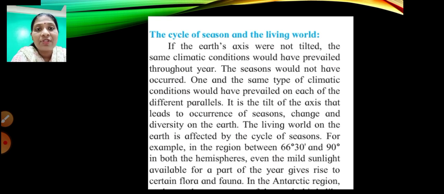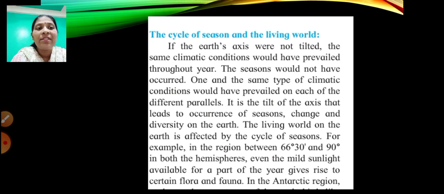Because of the tilted axis of the earth, we have the summer, the winter, the rainy season, spring, autumn, and all this leads to change and diversity on the earth. So because of the changes in the climatic conditions, the cycle of seasons, we have so much diversity here on our planet. The living world on the earth is affected by the cycle of seasons.